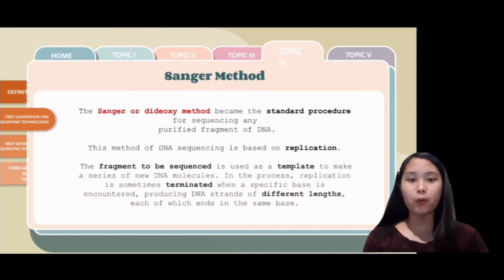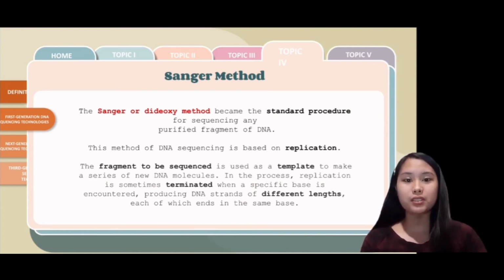It is also important to note that this method of DNA sequencing is based on replication. The fragment to be sequenced is used as a template to make a series of new DNA molecules. In the process, replication is sometimes terminated when a specific base is encountered, producing DNA strands of different lengths, each of which ends in the same base.